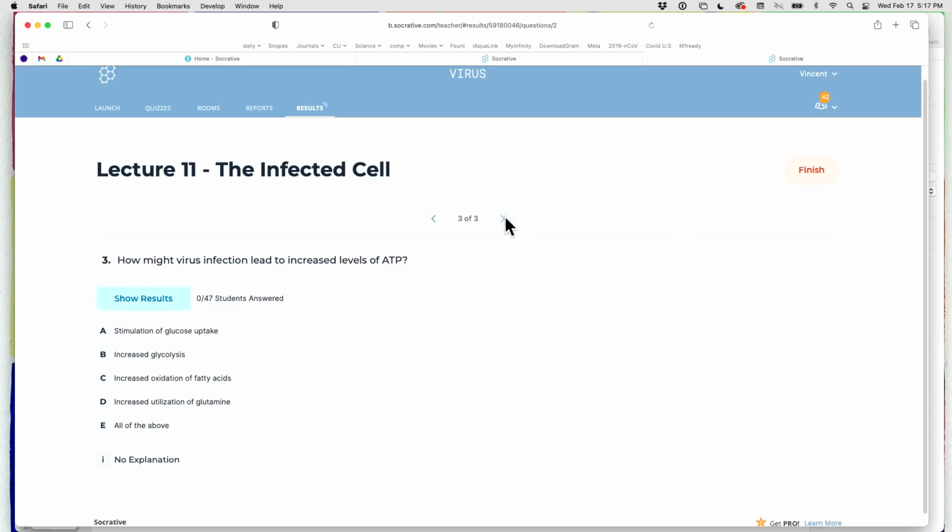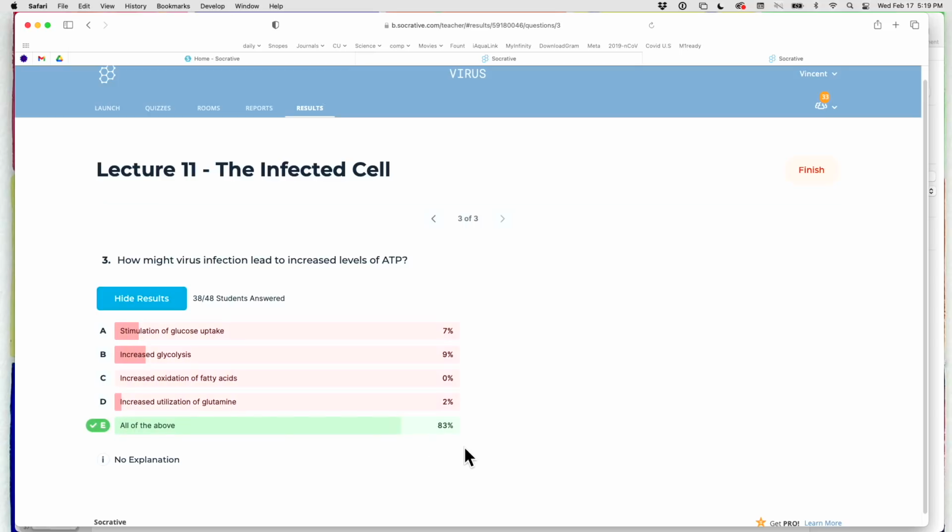Our last question for today is, how might virus infection lead to increased levels of ATP? Stimulation of glucose uptake, increased glycolysis, increased oxidation of fatty acids, increased utilization of glutamine, or all of the above? All right, we're stuck. So let's see what we did. 38.